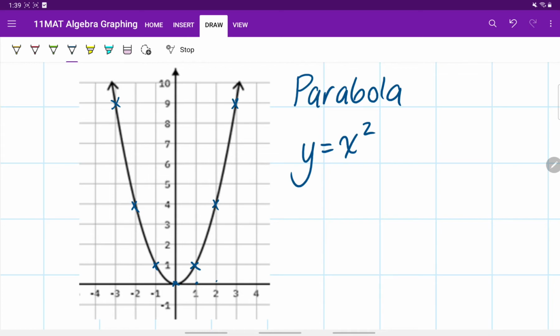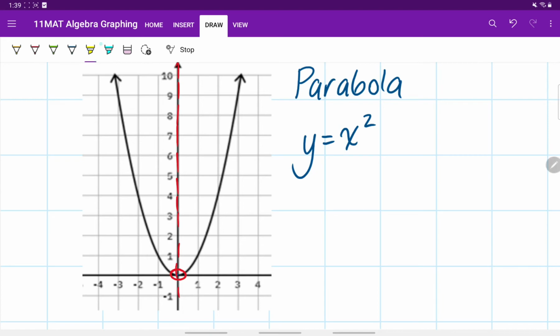I want you to also notice that the graph is symmetrical. Okay, and that the line of symmetry is where the vertex is. So the vertex is this point here, the turning point. Okay, and so in this basic graph, we can see that the y-axis is actually our line of symmetry also.